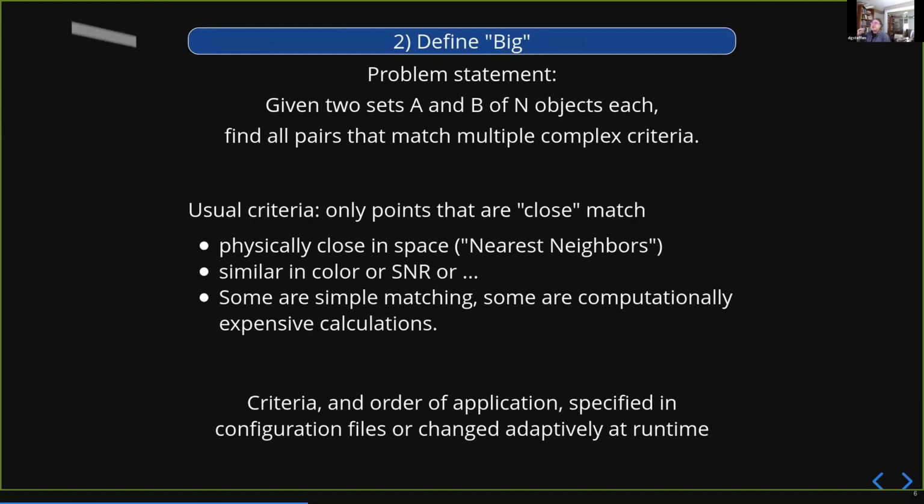So what you've got is two sets of things, set A and set B. They each have n objects, and you want to find all pairs according to some multiple criteria, which could be very complex. This could be things like you want all pairs that are physically close in space, or they have the same color, or they have similar signal to noise ratios. Some of these could be very simple, and some are very computationally expensive. The criteria you apply and the order you apply them in is either specified in a configuration file, or sometimes you will adapt at runtime and change them.